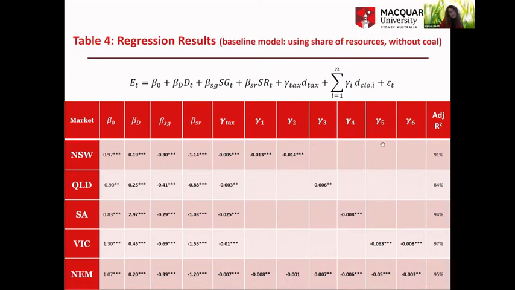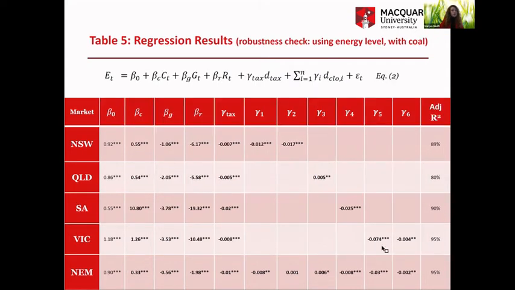But of course, the closures, as I mentioned, significantly impacted the emission intensity, mainly the closure of Hazelwood in Victoria with 1,600 megawatts capacity, which played an important role in reducing emission intensity in Australia.